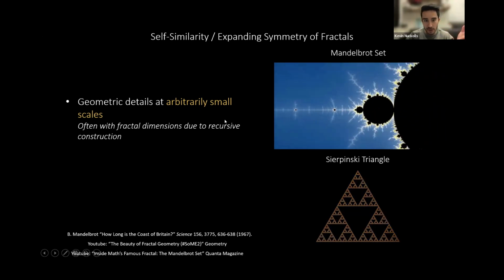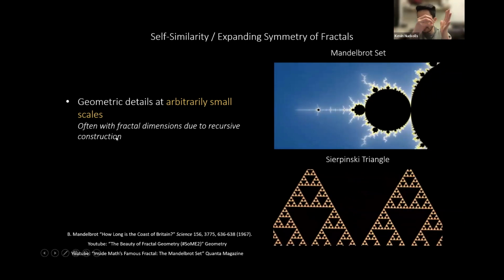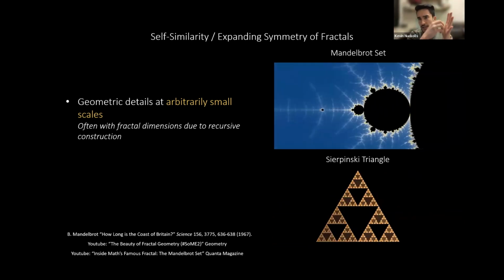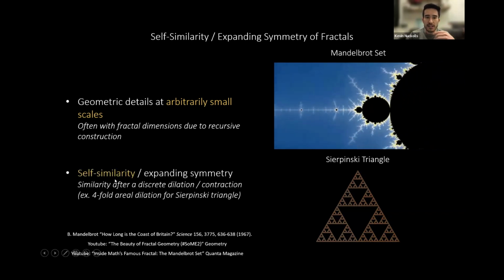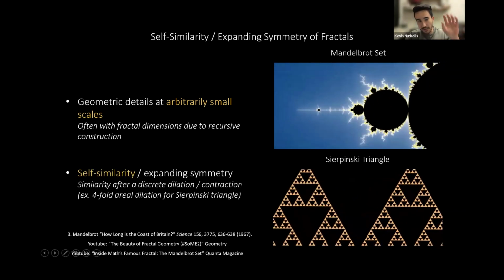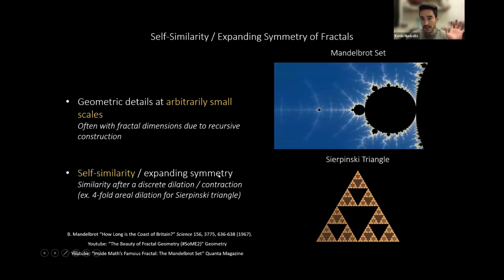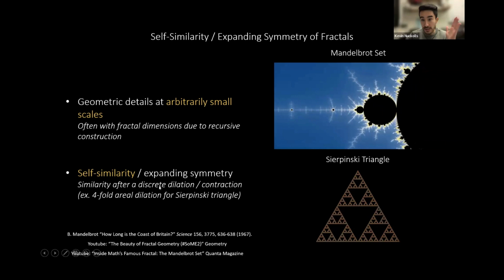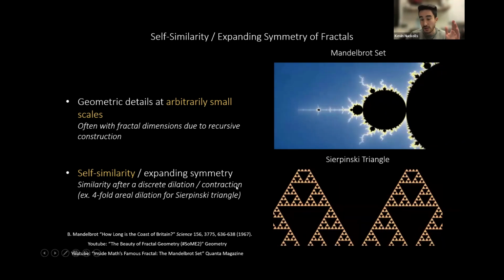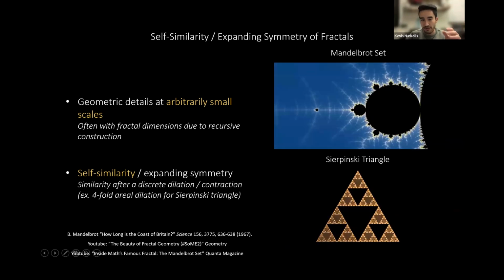Fractals in mathematics are often constructed recursively, which gives us small scale structure that looks like large scale structure of those fractals. And so we call this kind of scale invariance self-similarity, or an expanding symmetry. And this self-similarity is a similarity of the fractal after a discrete dilation or a discrete contraction of that fractal.